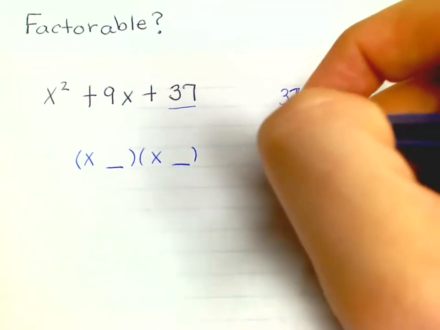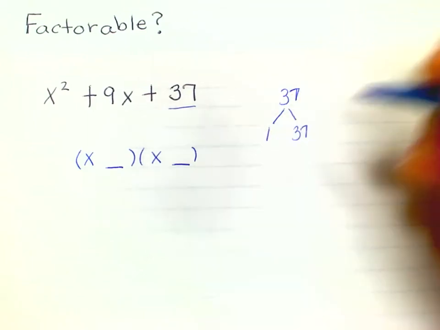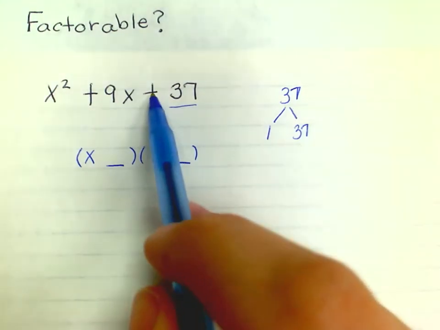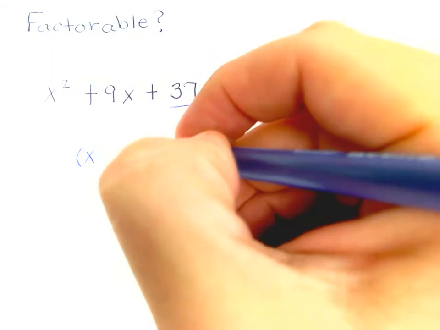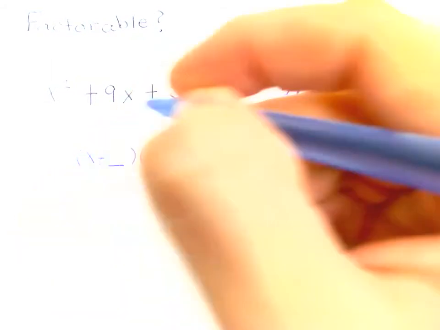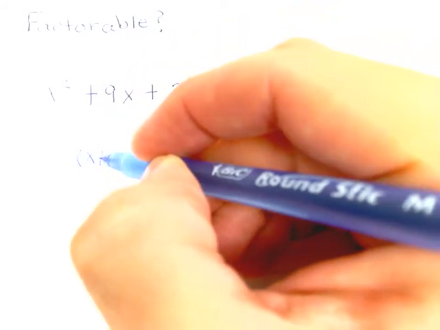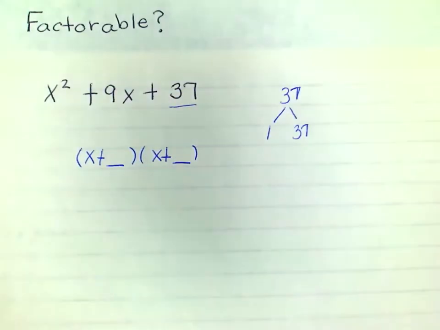37 can be broken into 1 times 37, and that is it. And looking at the sign of c, that tells us to put positives in because we use the same sign as the sign for b. Since that is positive, we put pluses in each set of parentheses.